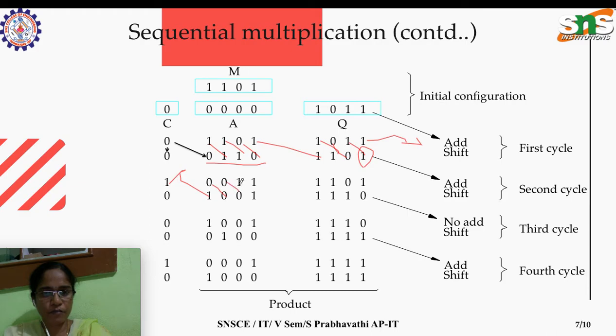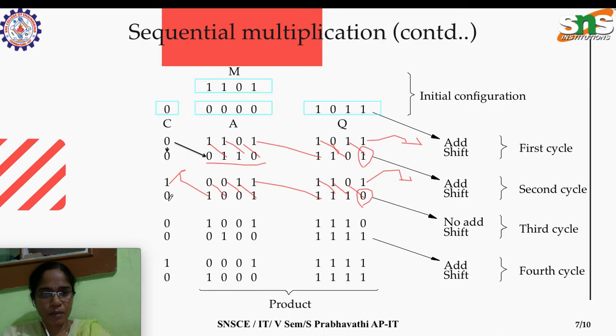Likewise the shifting happens here. This bit is shifted here, and this bit is shifted here, and this one is removed from the register. Now the Q register has 1110, so 0 is the multiplier bit. If the multiplier bit is 0, there is no addition operation, because 0 multiplied by the multiplicand is 0. So we simply shift it. No addition, just shifting.